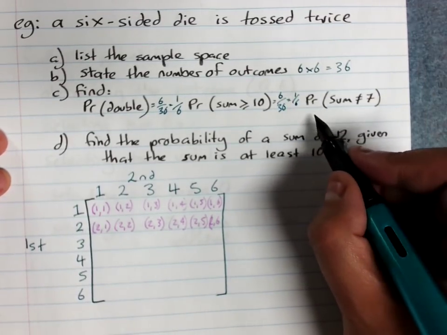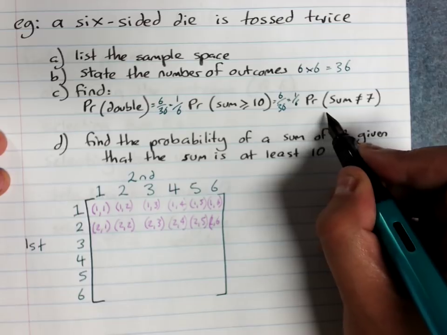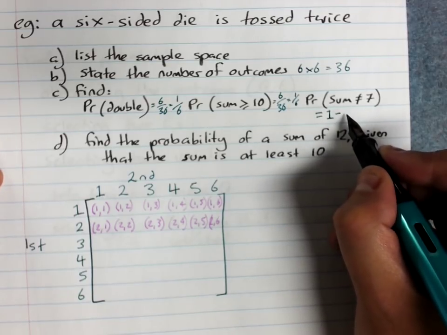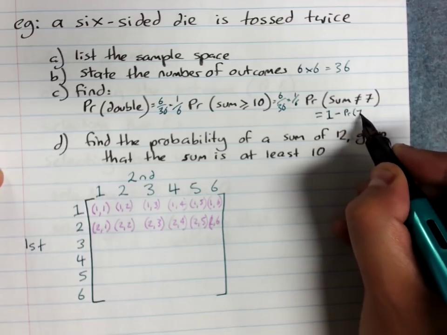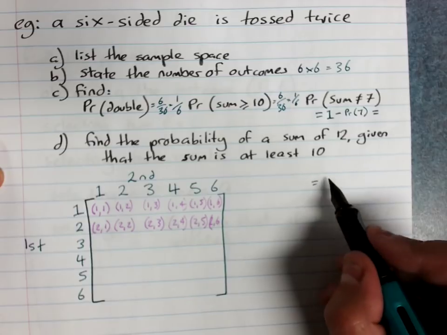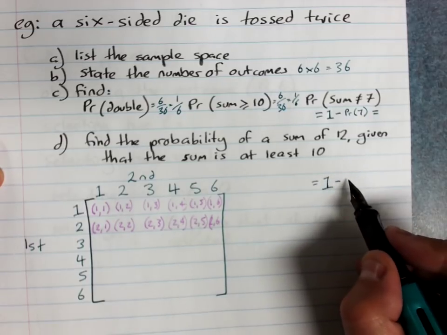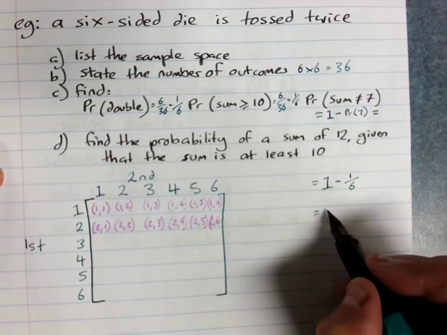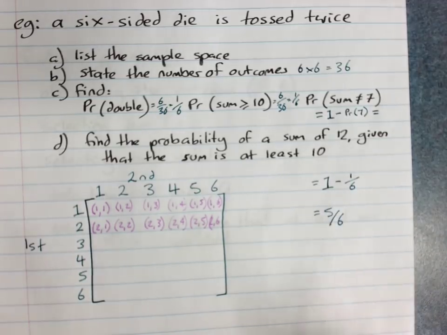And this one, sorry about squeezing it in, I would say that equals 1 minus the probability of a 7. Oh, it's a little space, sorry. Which is 1 minus, and what did I have? I had 1/6. So that's 5/6.